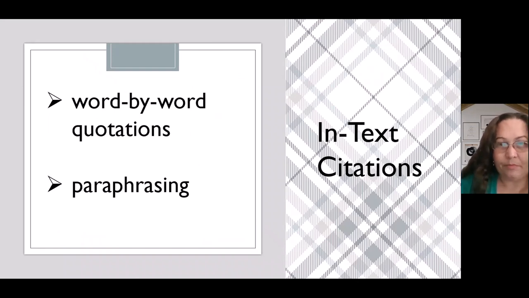In-text citations can appear either as word-by-word quotations or paraphrasing. Word-by-word quotations we're going to use when we have information that is difficult or almost impossible to state in your own words in order to preserve the integrity of the text, right? So as a result, we will use word-by-word quotations.